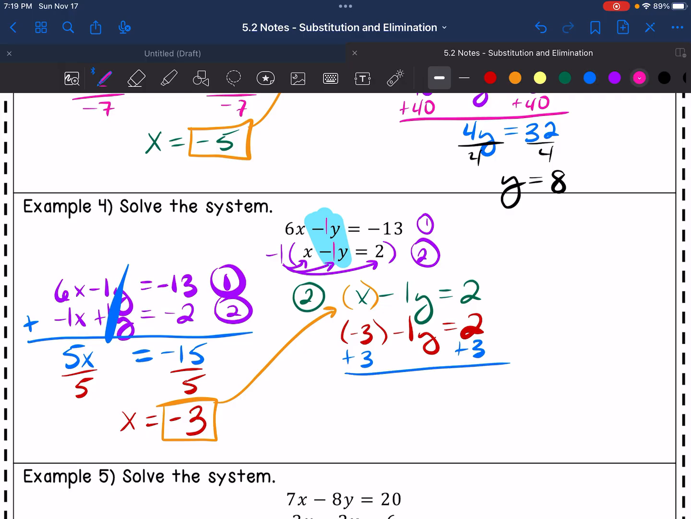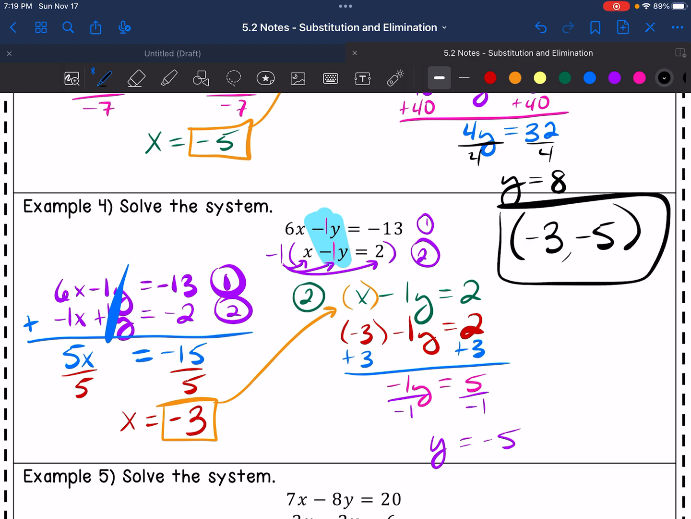So that's going to give me -1y equals 5. Then I divide both sides by -1, and I get y equals -5. So my solution set, x goes first, and then my y. So -3, -5.